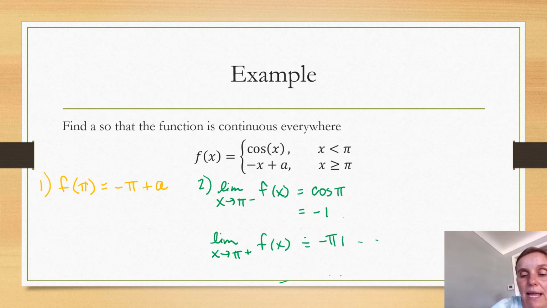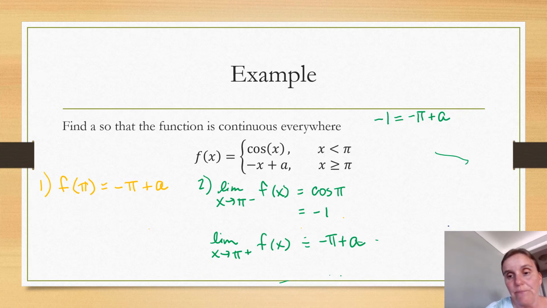Negative pi plus a. And now if I think about part 3 of our continuity test, we have to make sure, actually we're still on part 2, back up, sorry. In order for this limit to exist, those two pieces have to be equal to each other. So negative 1 has to be equal to negative pi plus a, otherwise our limit won't exist. So in order for that to be true, a has to equal, add pi to both sides, pi minus 1.